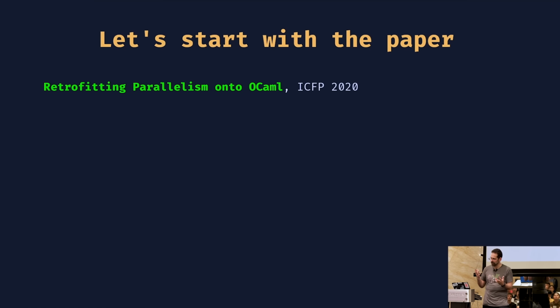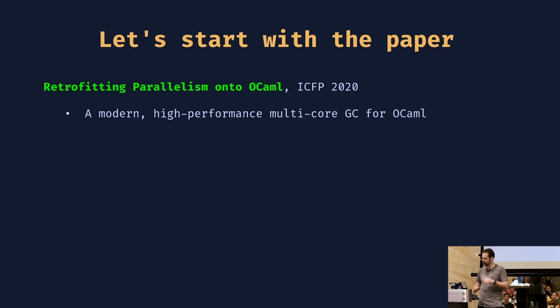But in terms of where to start, I want to start with a paper, which isn't really the beginning of the story, but it's an important part of the process. Back in 2020, there was this very nice paper that landed in ICFP, Retrofitting Parallelism onto OCaml, that laid out the design process and basic structure of the multicore garbage collector, and the ideas behind how it was built.